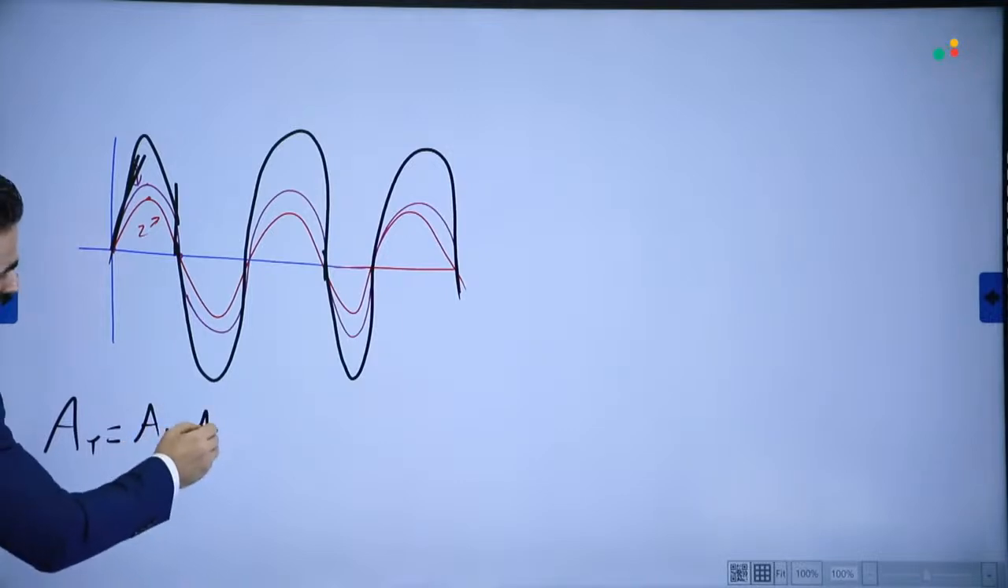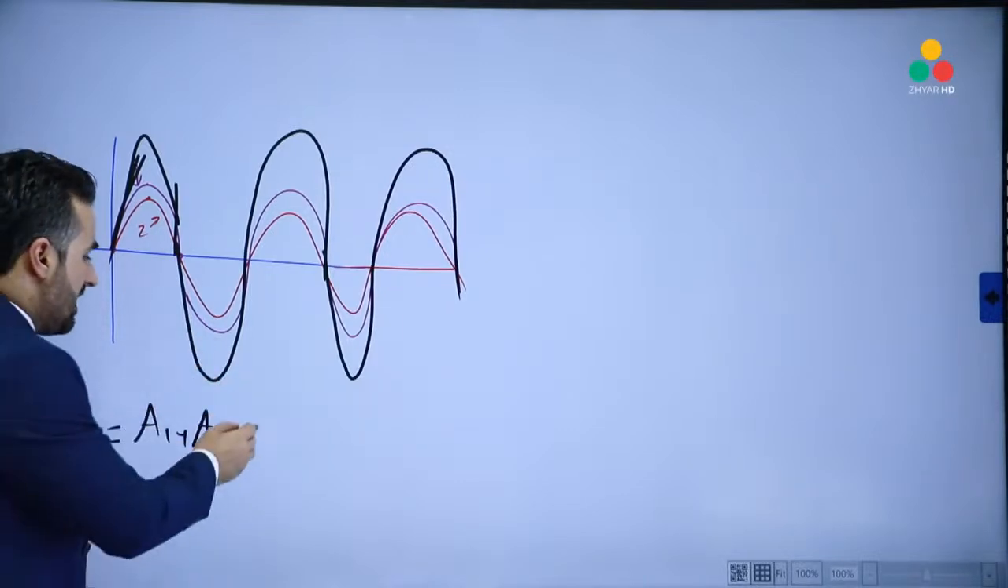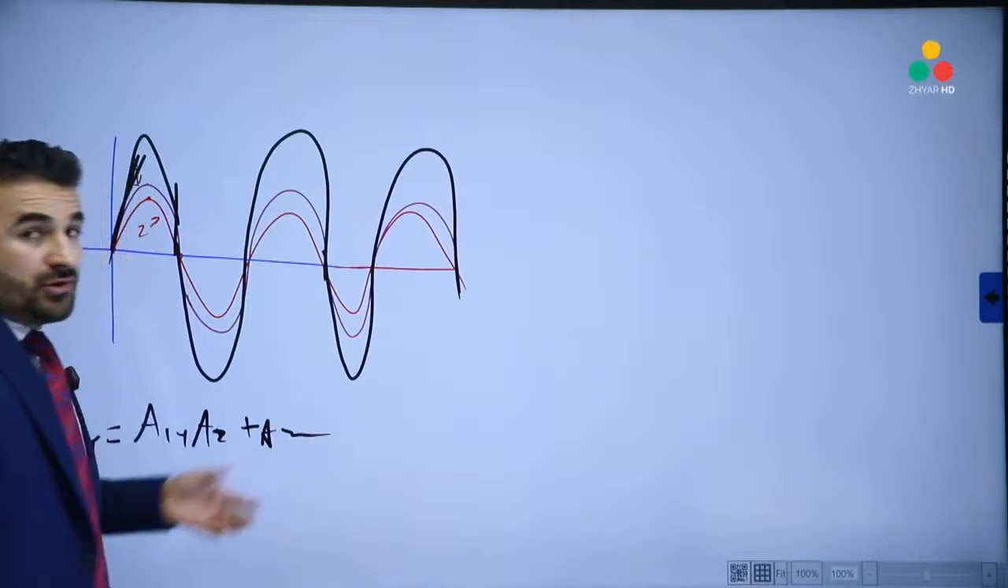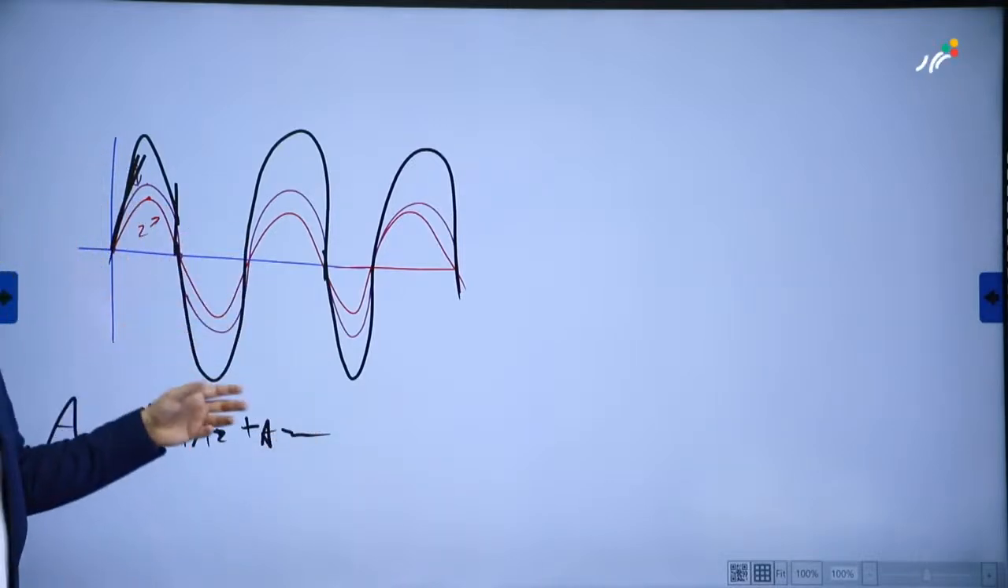the amplitude of wave 1 plus the amplitude of wave number 2. If we have more than two waves, of course, we add, let's say, the amplitude of the third wave, and so on. So this is basically what happens. So what are the properties of this wave?